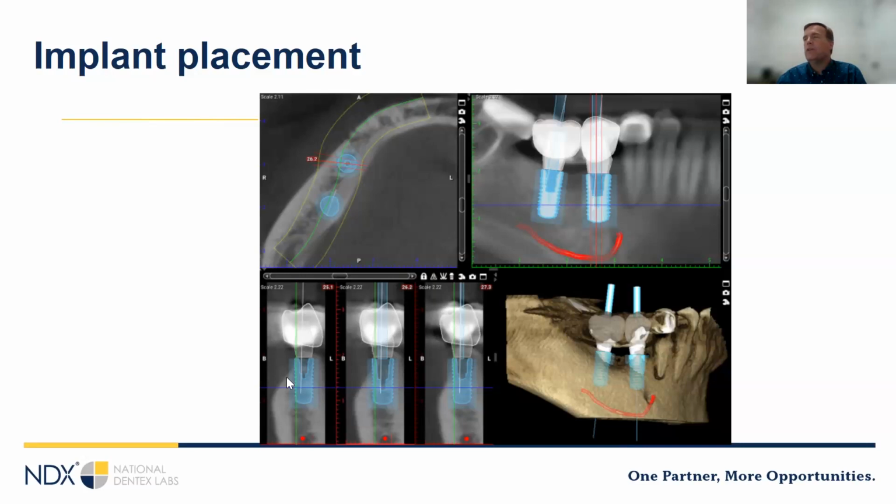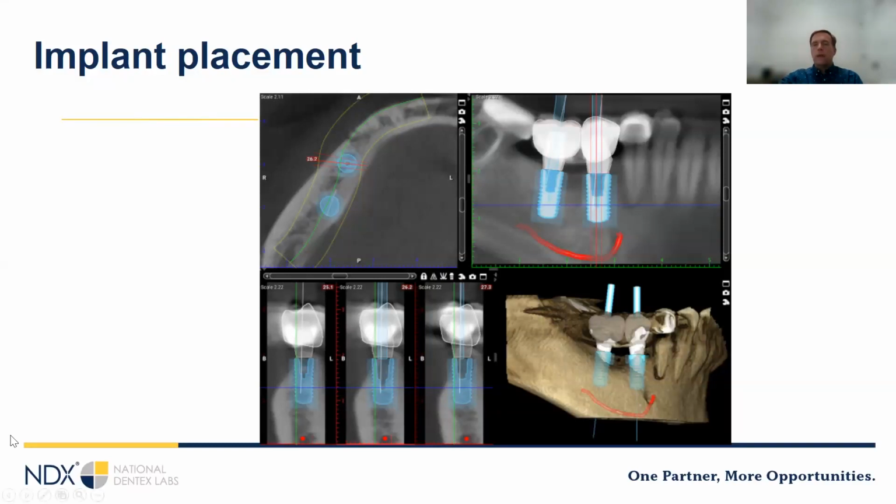If a person's missing 6 and 7, instead of putting two implants in there, a lot of times we can put a large implant under number 6, cantilever a nice ovate pontic into 7, and we'll definitely have better capillary form long term.